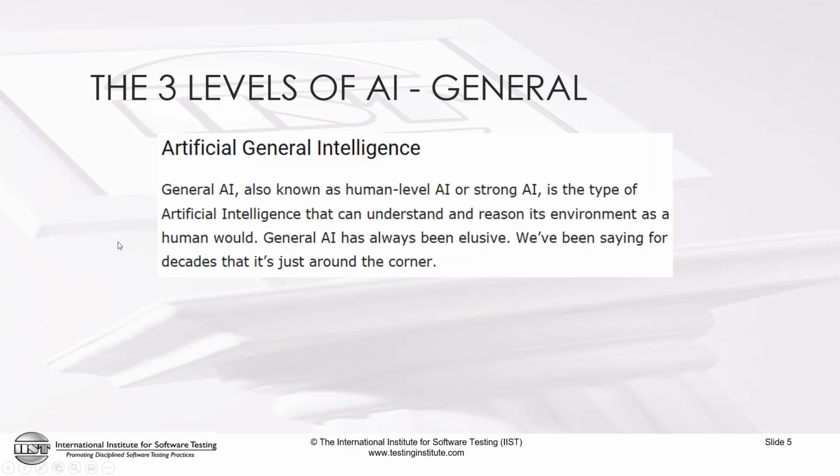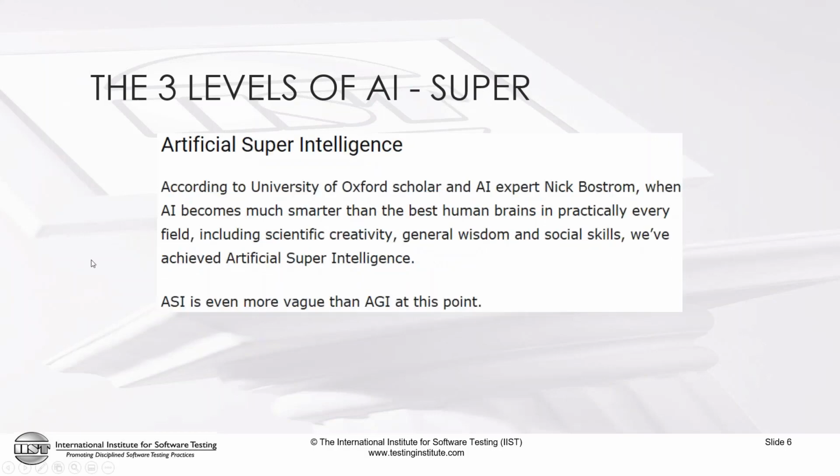It's probably partially psychological. Now, the third level is artificial superintelligence. And this is very interesting. This is where the artificial intelligence surpasses the human being, and it can reason anything that a human can, and it can do it better.